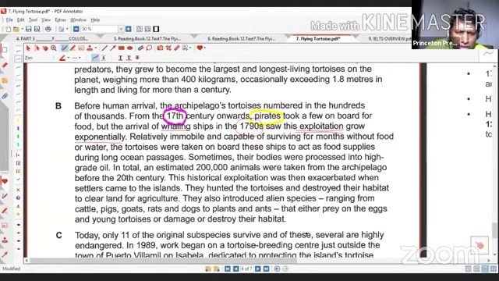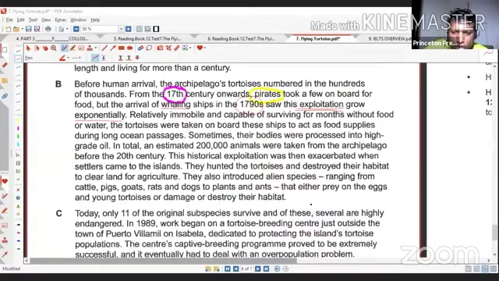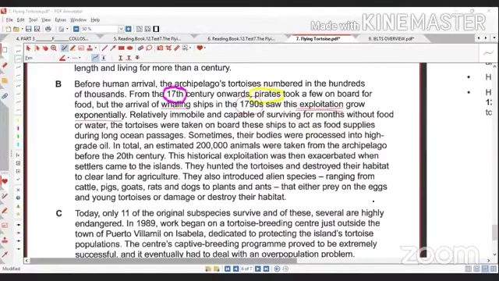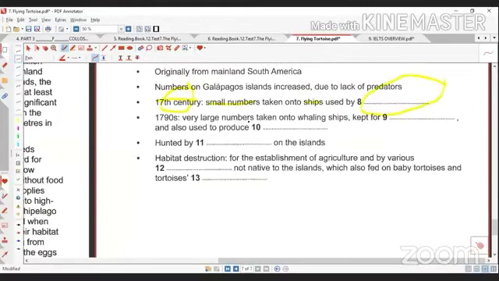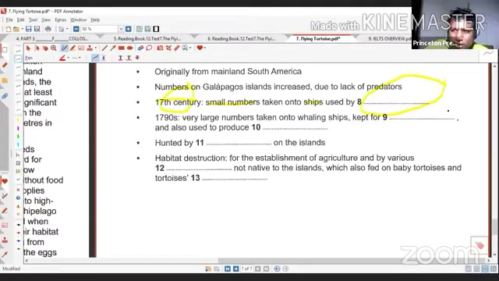Without food or water, the tortoises were taken on board the ship to act as food supplies during long ocean passages. They were taken for what? As a food supply. Food supplies. Let's look here. Kept for what? Food supplies.